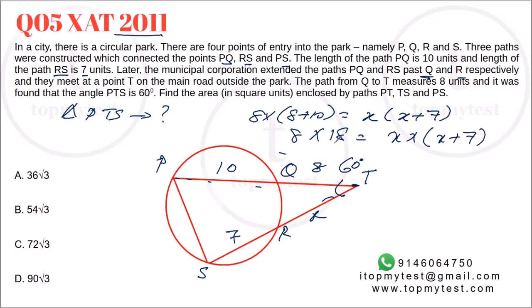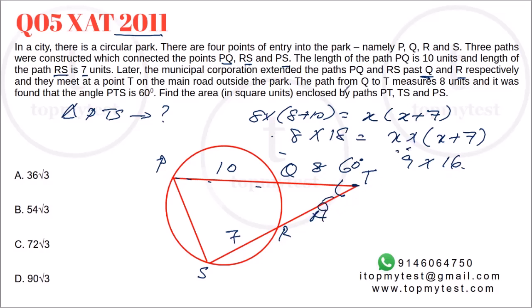Now you can probably do it using trial and error. This will be 16 into 9, right? 9 into 16 equals 8 into 18. Both of them equal 144. So x should be equal to 9.